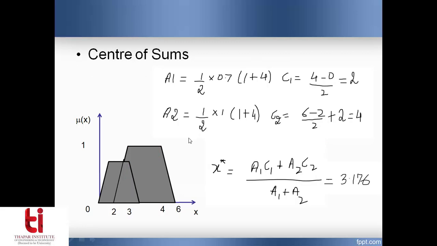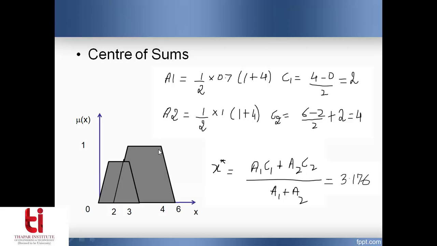Okay. Next is center of sums. As I told you, in center of sums, I find the area and the centroid of the individual fuzzy sets which are constituting my aggregated output. So let A1, the area of this smaller fuzzy set, be given by 1 by 2 into 0.7, that is the membership value, into the sum of the widths of the two sides of the trapezoid. It is 1 between 2 and 3, and here it is 4. So it is 1 plus 4, and the centroid is 2.